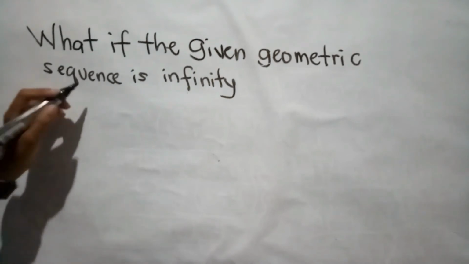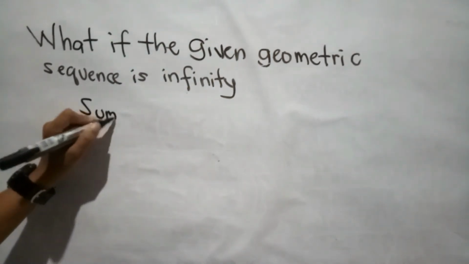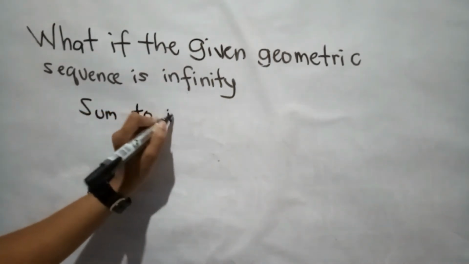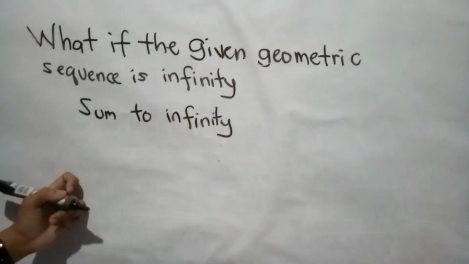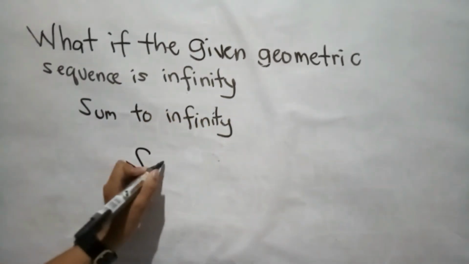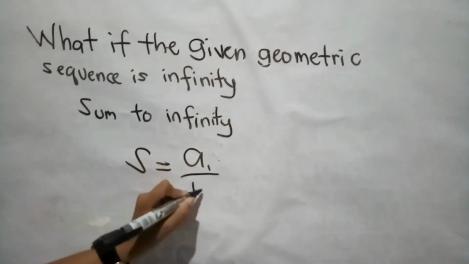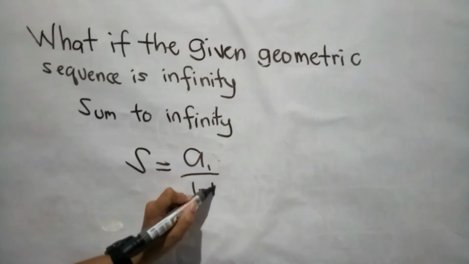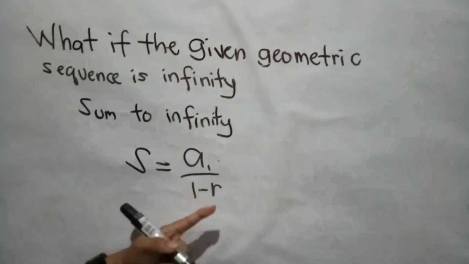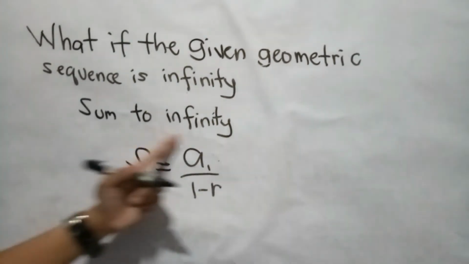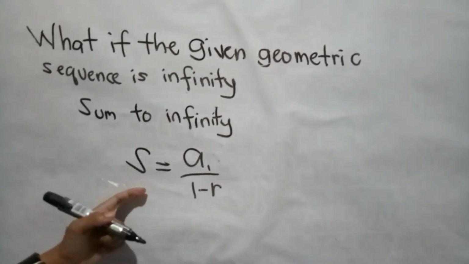So we have the sum to infinity. So we have S, or the sum, is equal to A sub 1 divided by 1 minus R. Just take a look at the formula. It is very simple, right?